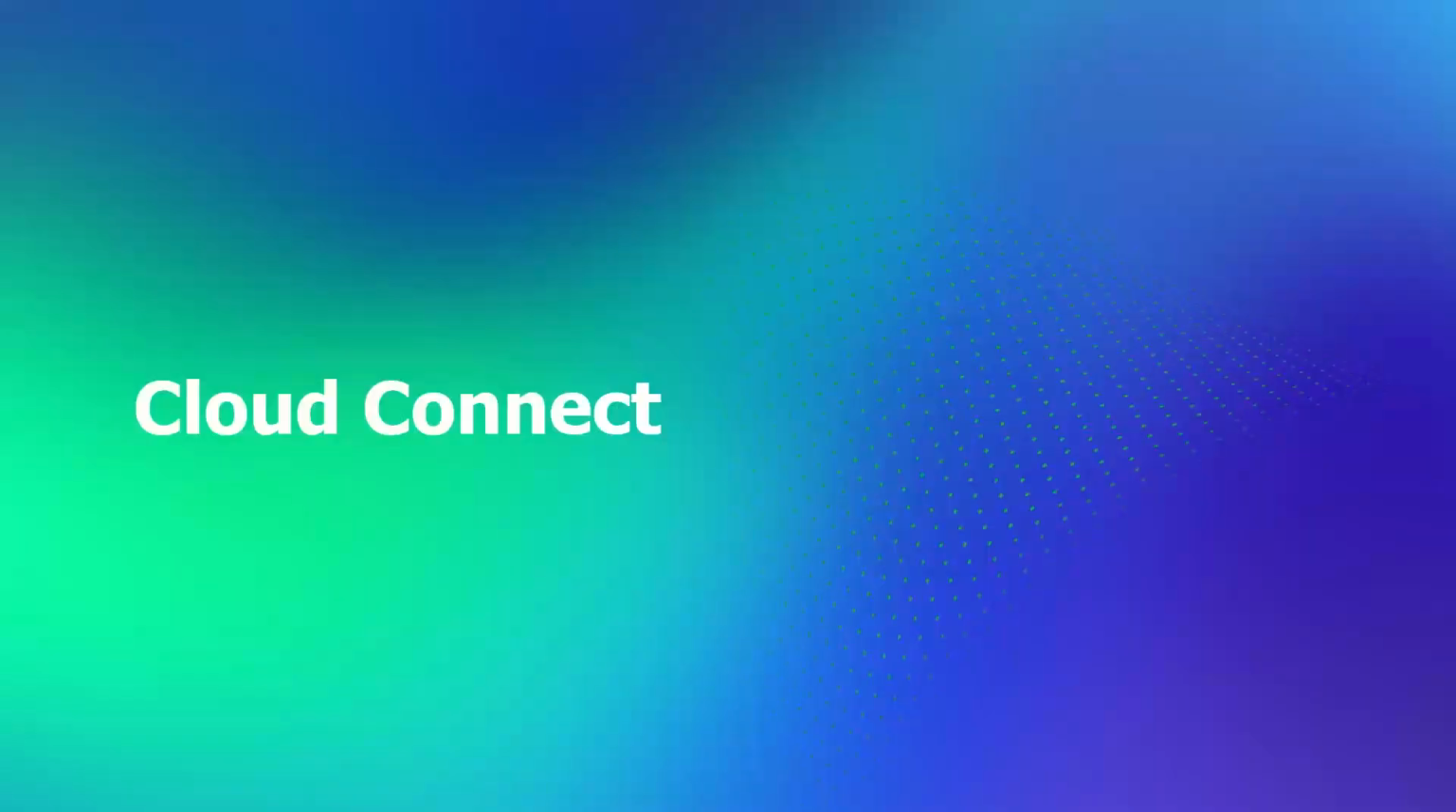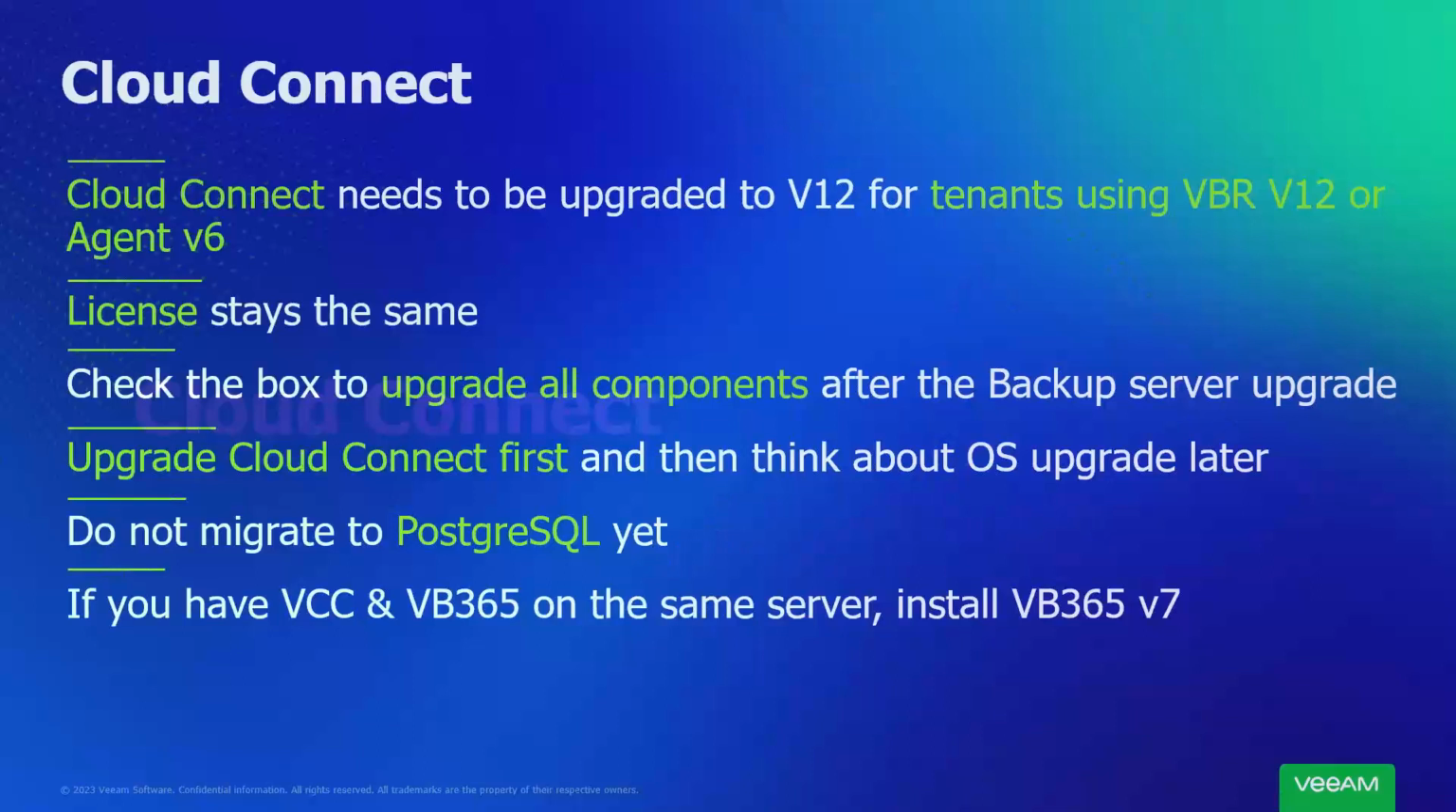Cloud Connect, again, it's the same VBR, so what I've already described for VBR is also applicable to the Cloud Connect platform. But regarding the Cloud Connect functionality itself, the business as usual is that your tenants should be on the same or lower version as usual. So if some of your customers are already upgrading to V12 or V6, then your Cloud Connect should be on the same version to be able to monitor those customers and to accept incoming backups.